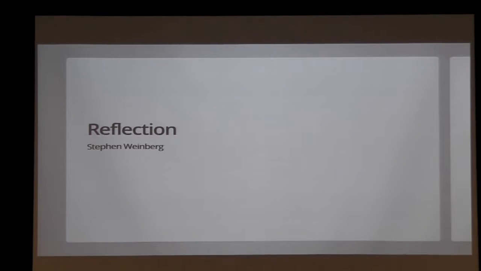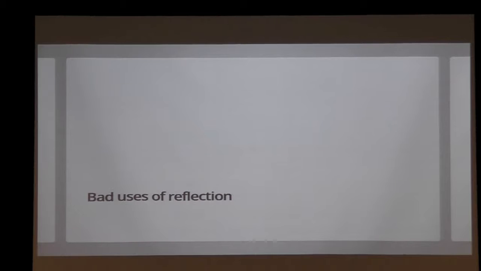Reflection is being able to inspect information about the program during the runtime. So you would be able to figure out what type a certain variable is, be able to change it even if you don't know exactly what type it is. So before I start off, reflection is often used very badly. So I'm going to start off with what you should not use it for.